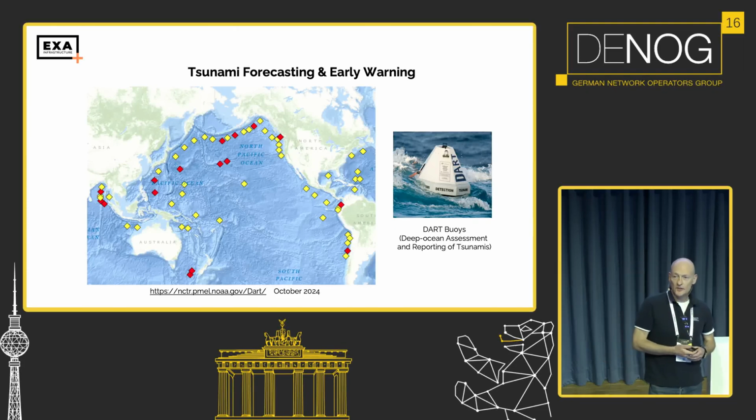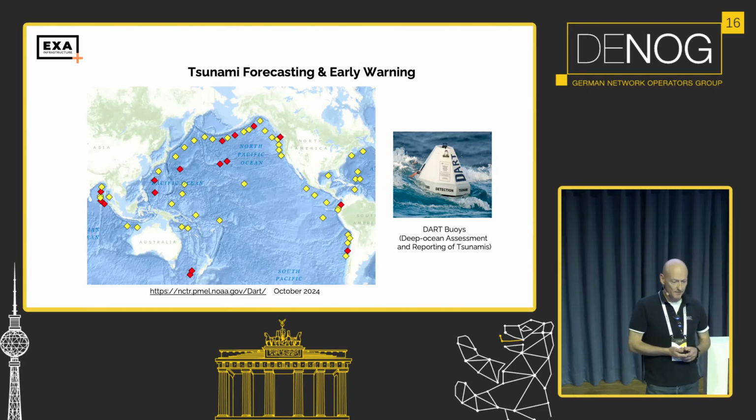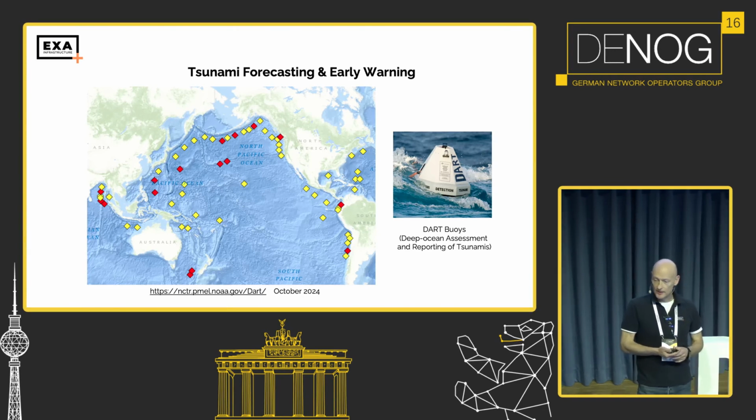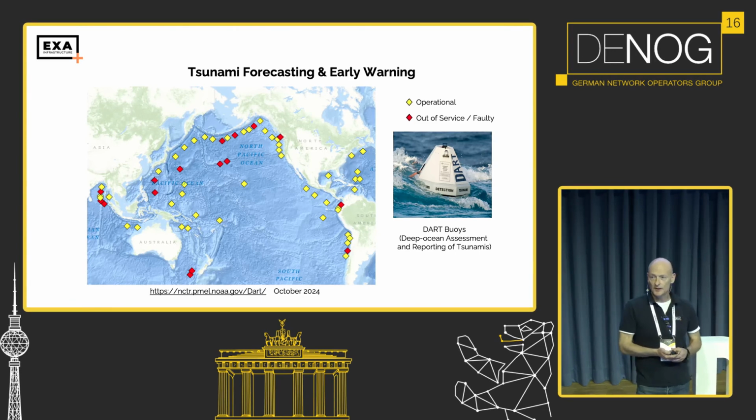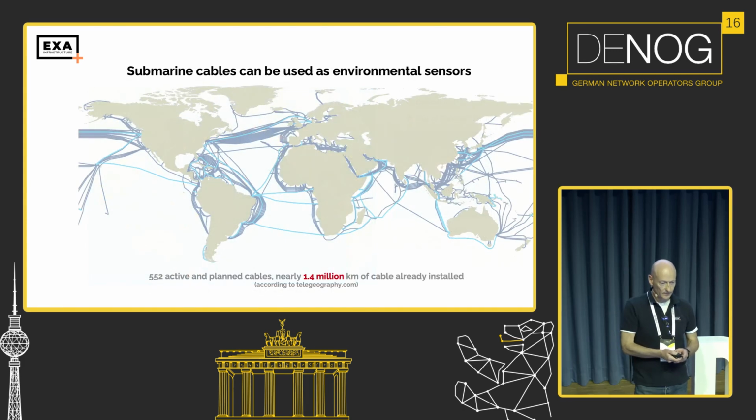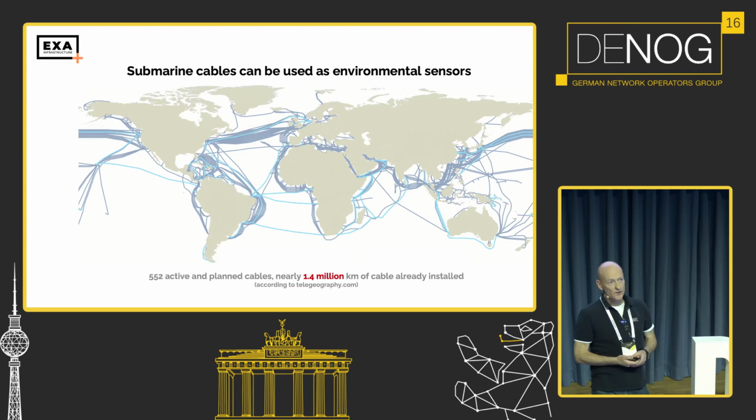There are some sensors deployed at sea, such as the DART buoy system, and they are really good when they work, but the problem is they're not that reliable. At any one time you could have around 30% of them out of order, the red dots in the map here. They can also have difficulty communicating back to land. So wouldn't it be great if we could use existing submarine cables as sensors? Today there's nearly 1.4 million kilometres of submarine cables already installed around the globe.